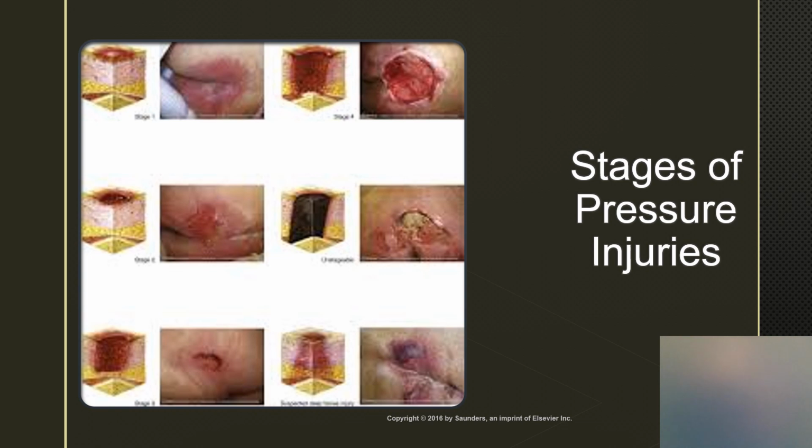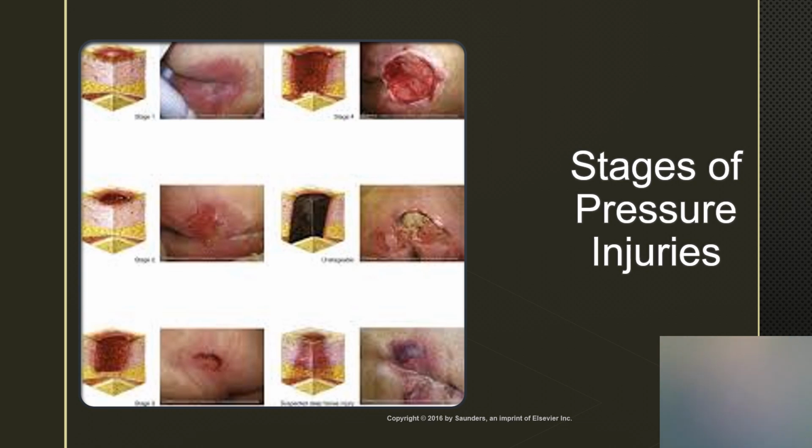A stage 3 pressure injury is a full thickness skin loss, and this involves damage to the dermis and subcutaneous tissue, and it reveals over 50% granulation tissue. It will appear as a crater-like sore, and it usually has a pretty distinct outer margin. The wound may be infected, and it's usually open with some type of exudate.